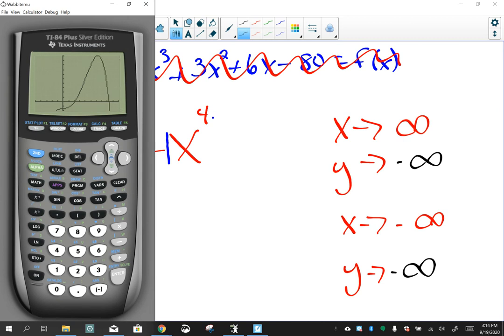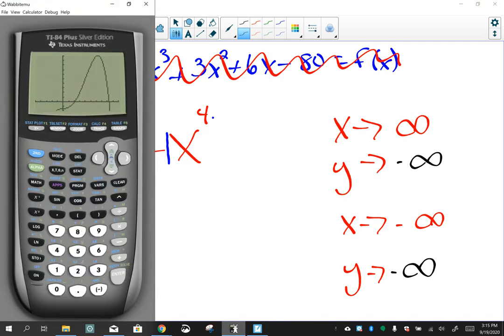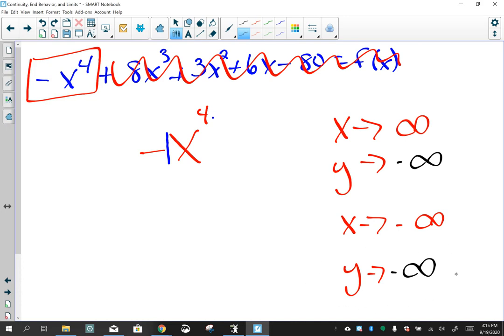So if you're looking at this, this makes a lot of sense. As my x is going off into positive infinity, going in that direction, you're going to notice that my y value is going down. It's just going to keep dropping down further and further. So that's why we have this piece right here. As my x is going out to negative infinity, all the way out to the left as far as I can possibly go, my y values are getting smaller and smaller. And so that's why we have this piece right here.